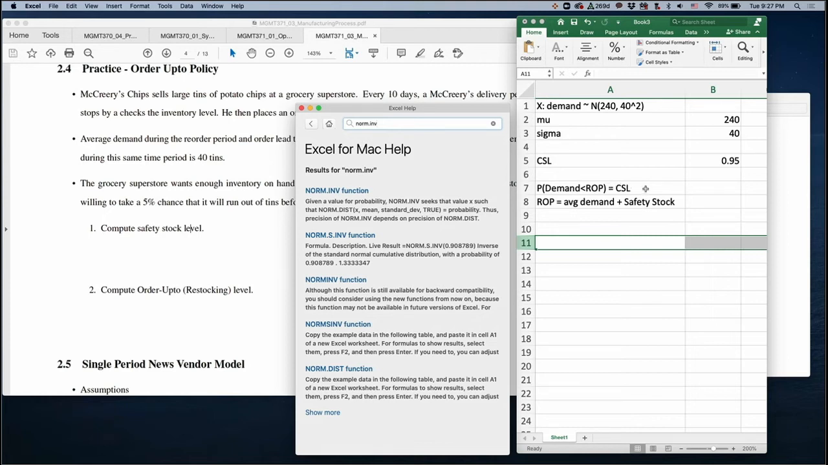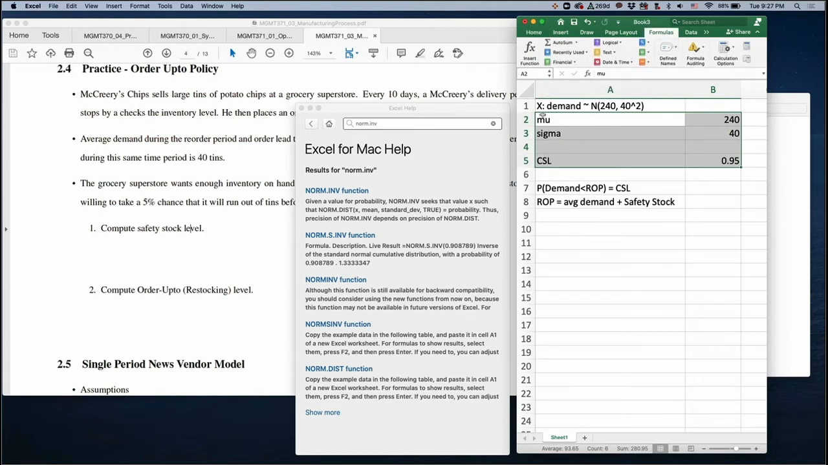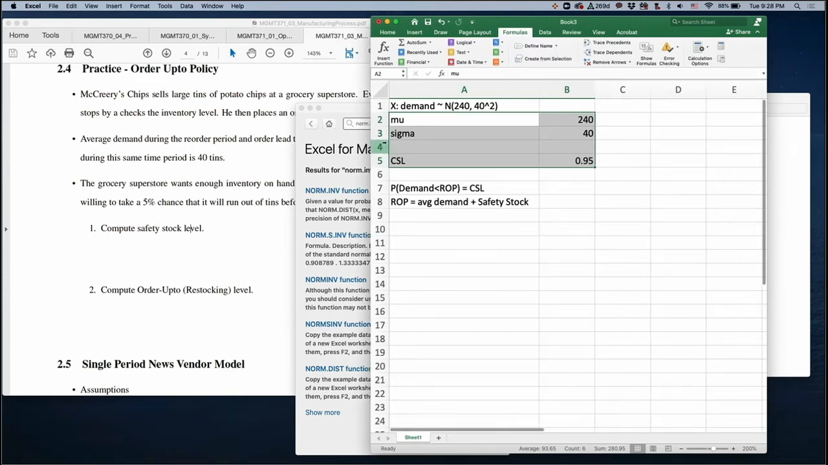So how can you compute ROP? We can use the NORM.INV function. What is the probability? The probability is CSL, the mean is mu, and the standard deviation is sigma. To apply this information, first highlight these cells so we can add names. Click Formulas, then Create from Selection. We have all the names in the left column, so we define the names.